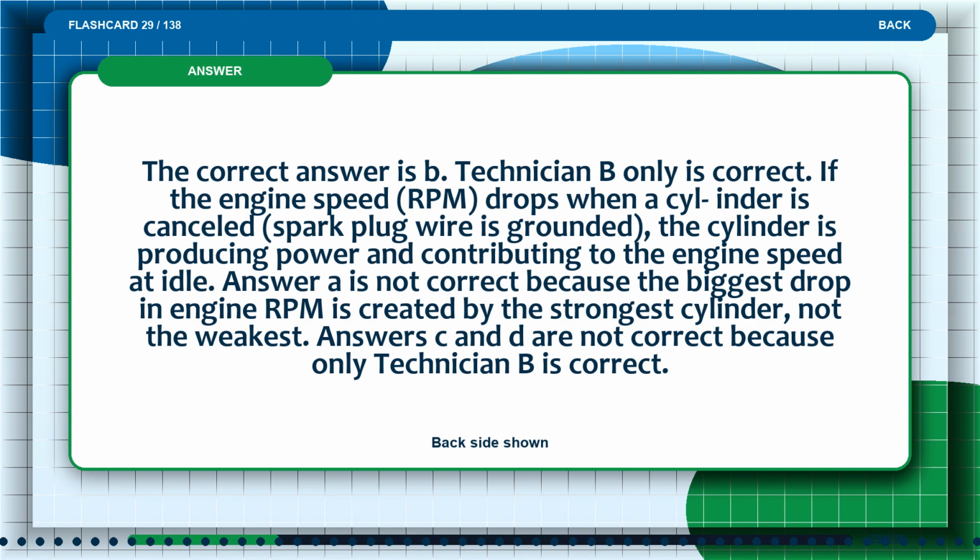The correct answer is B. Technician B only is correct. If the engine speed RPM drops when a cylinder is cancelled, spark plug wire is grounded, the cylinder is producing power and contributing to the engine speed at idle. Answer A is not correct because the biggest drop in engine RPM is created by the strongest cylinder, not the weakest. Answers C and D are not correct because only technician B is correct.